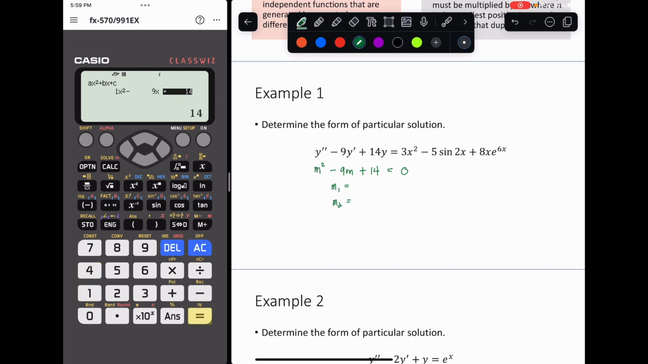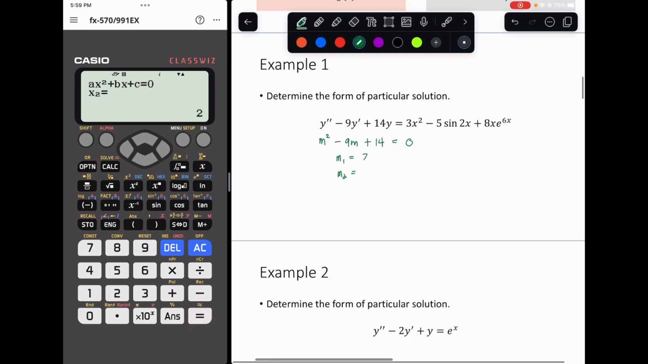And then equal sign, giving us x1 to be 7. Then press equal again, so x sub 2 is 2. So those are the two roots, that is 7 and 2. If you want to factor it out, it's up to you. But as long as you were able to transform it into an algebraic equation, then we can use the calculator right away.